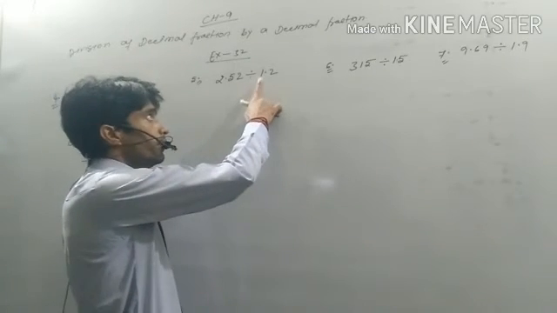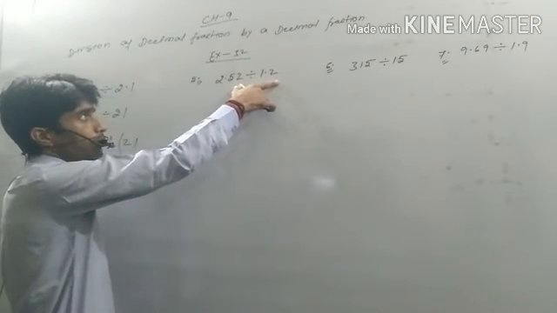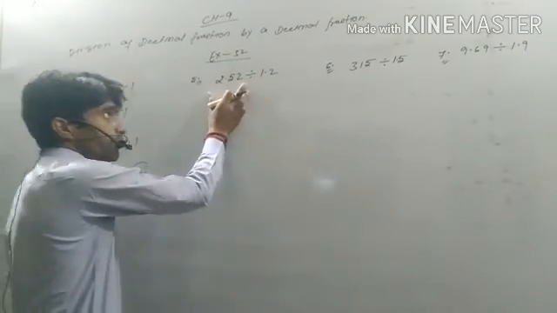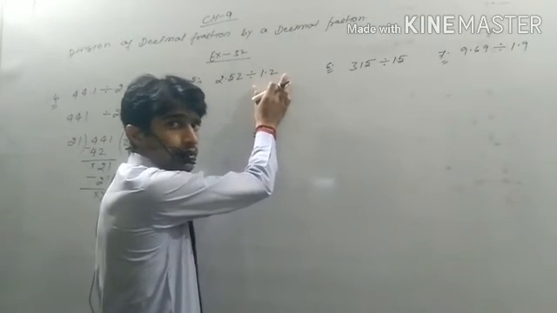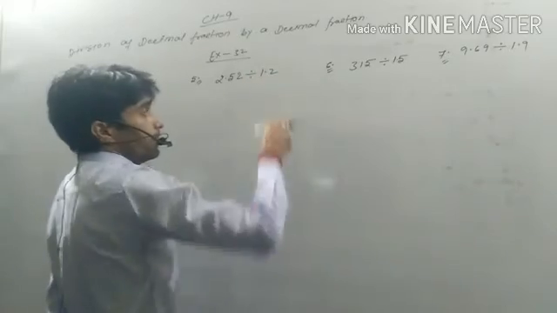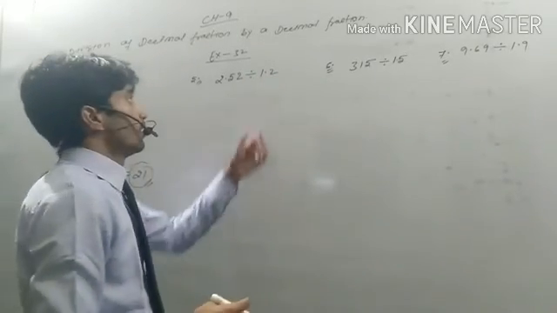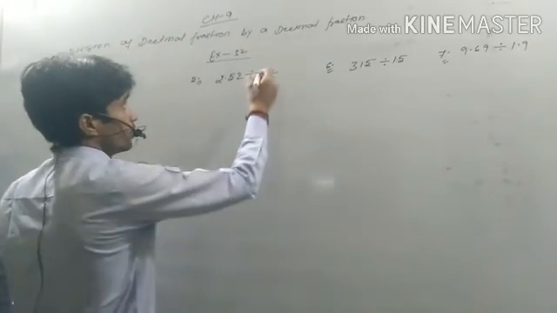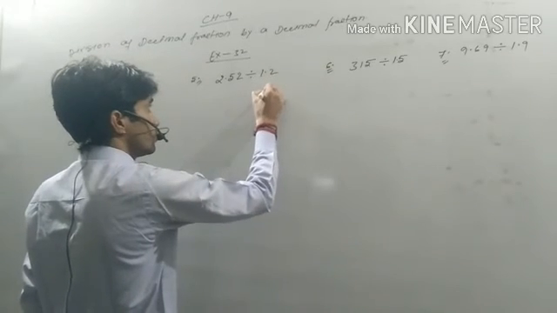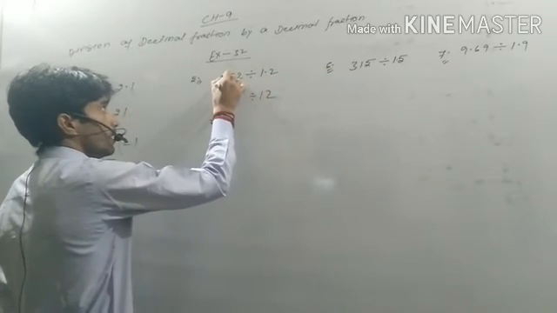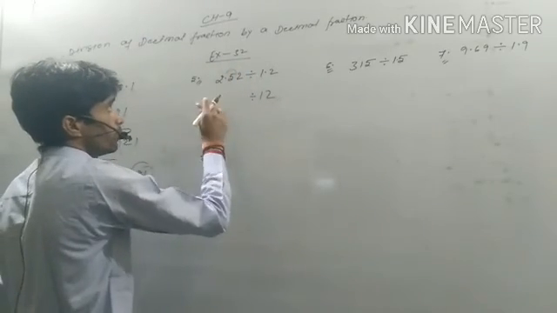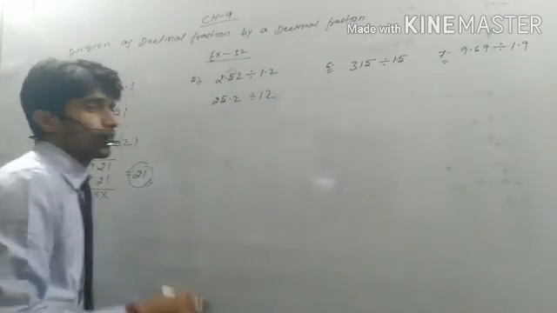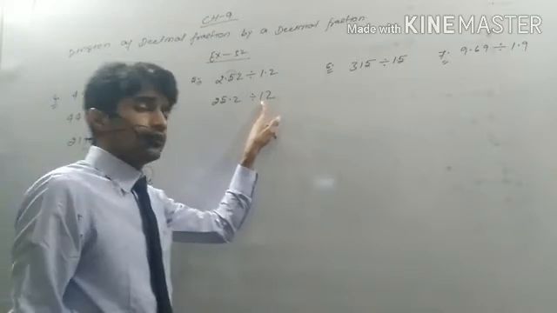Okay, and in this question: 2.52 divided by 1.2. Here there are 2 places of decimal and here is 1 place of decimal. So by shifting the decimal after one place, the decimal fraction changes into a whole number. By shifting one place of decimal, this is 12, and by shifting one place here, 2.52 changes into 25.2. This is the new dividend and this is the new divisor.